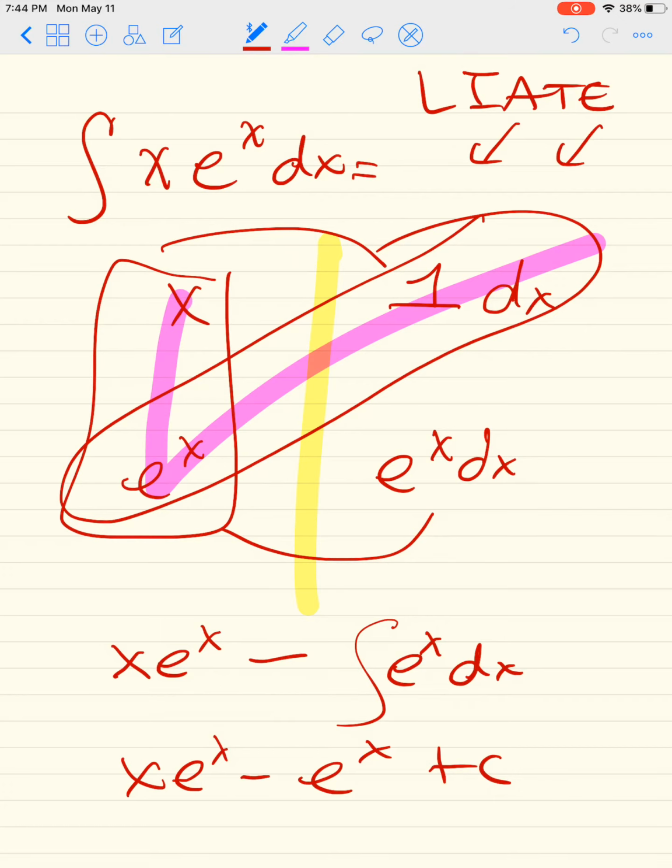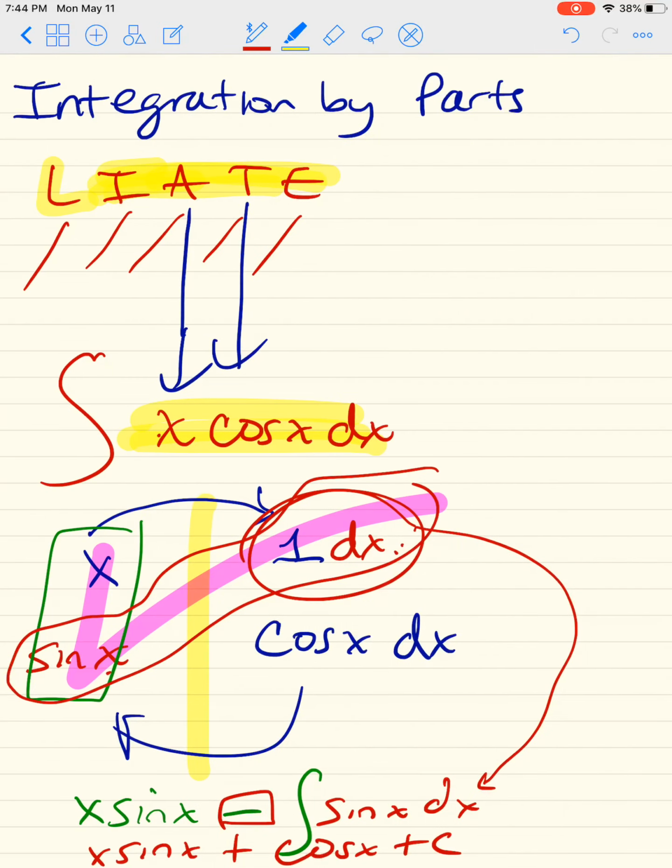So this guy here is what this equals to. Don't forget that. This guy here is what this equals to, okay? So make sure you put an equal sign and you do that.